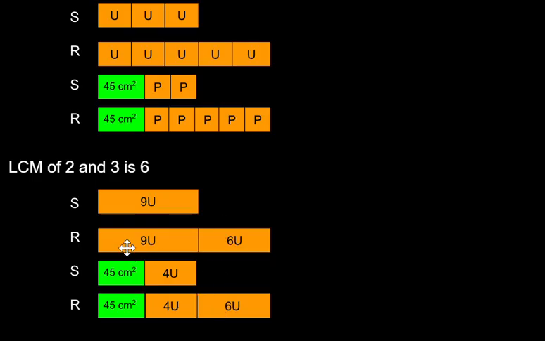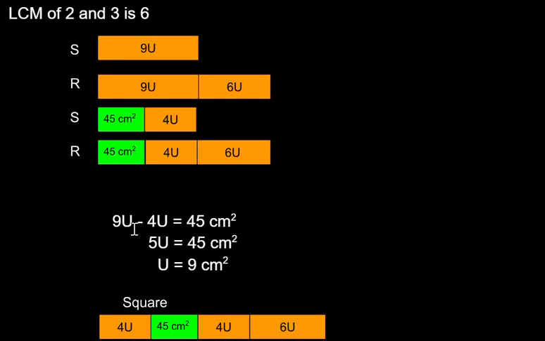So you have 9u here is equal to 45 plus 4u. Or you can say 9u minus 4u must be equal to 45. So 9u minus 4u is 45. So 5u is 45 and u must be equal to 9. So now we know u is equal to 9 centimeters square.